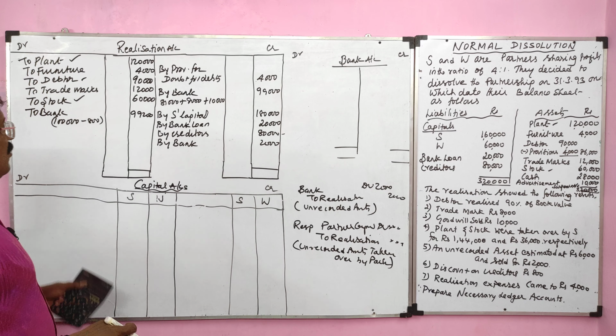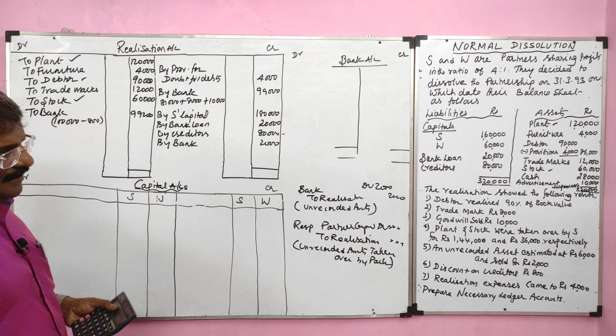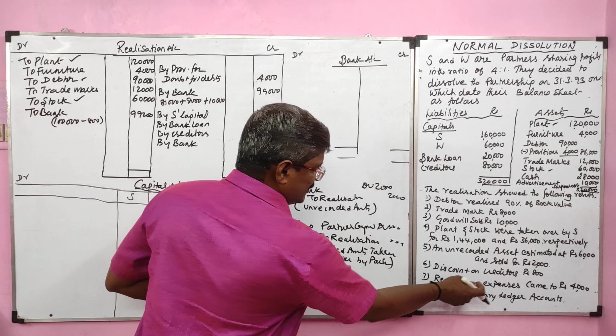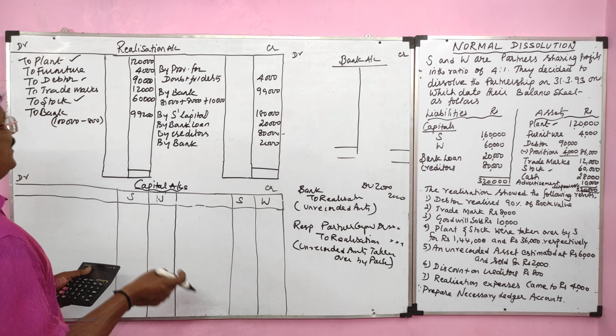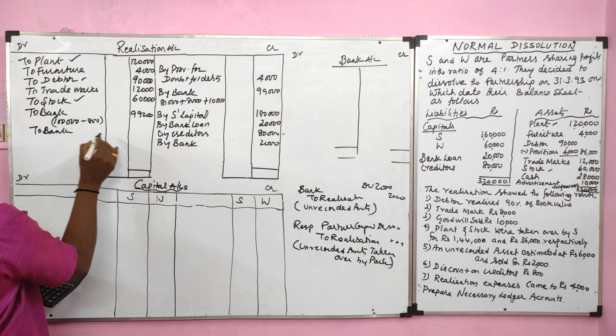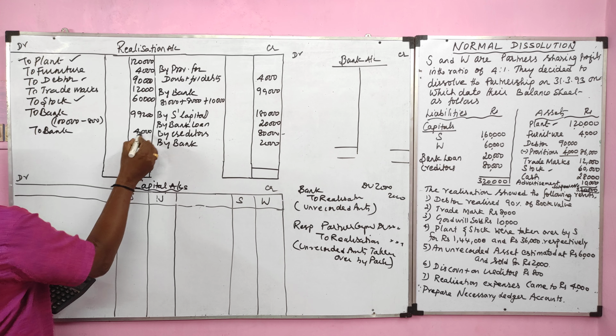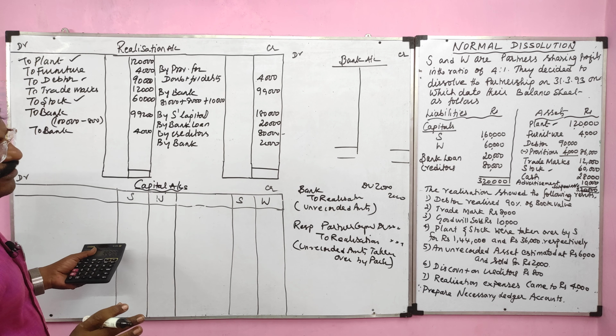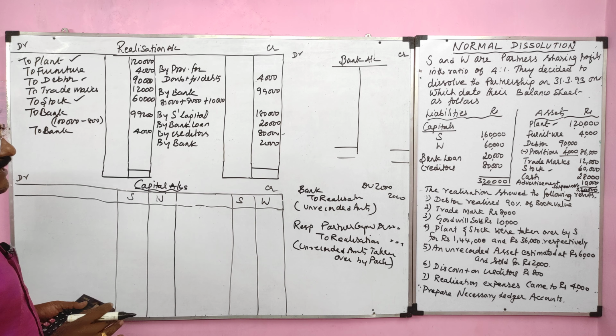So in this problem we have unrecorded asset realized. The entry is bank account debit to realization. Then realization expenses came to 4,000. The entry is realization account debit to bank, value 4,000. Okay students, we recorded all the entries. Now we'll balance the realization account.